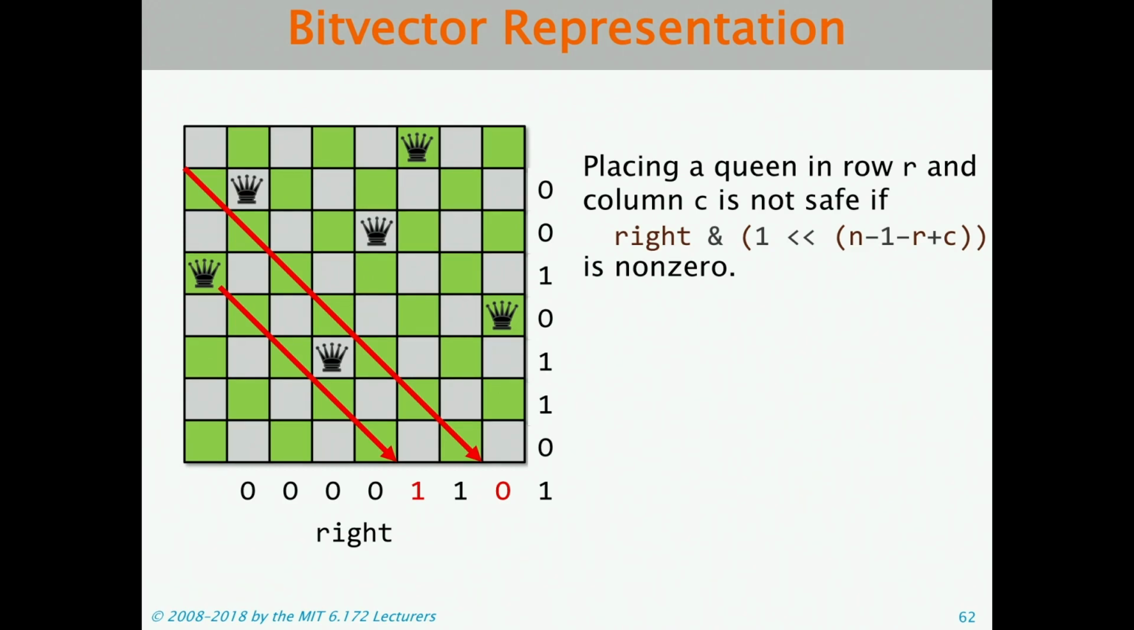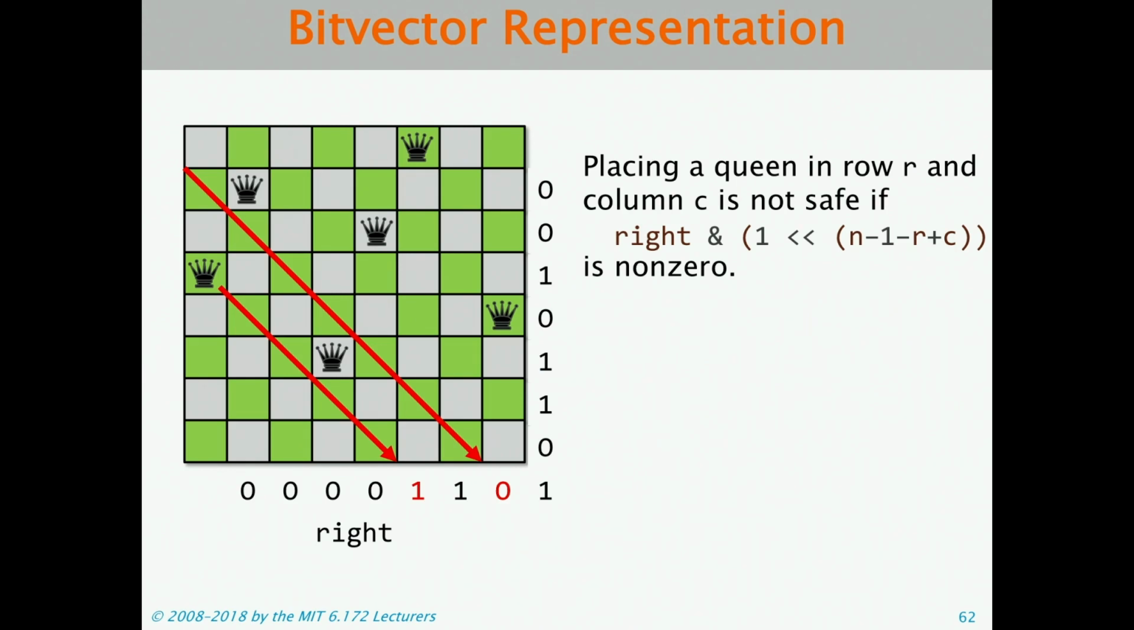So this is the bit vector representation. You actually still have to write the code to count the number of queens using this bit vector representation. And it's actually an interesting exercise, so I encourage you to try to do this at home. But I just told you about the bit vector representation. So any questions?